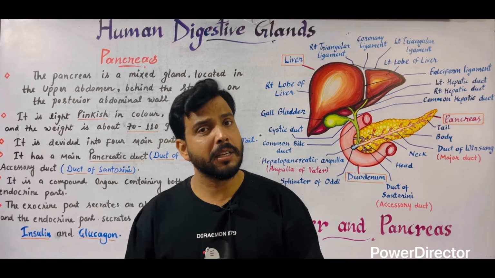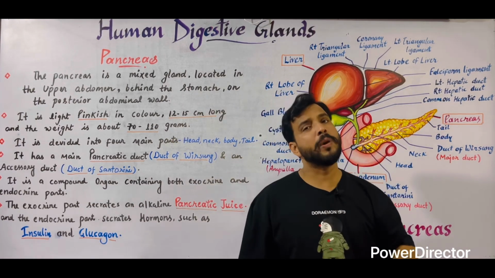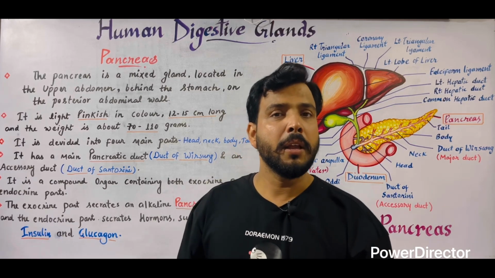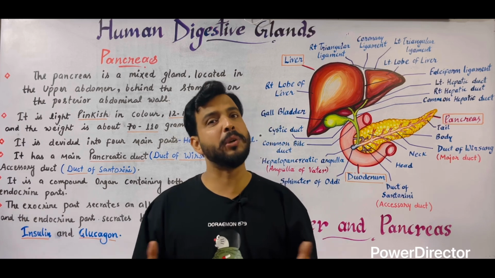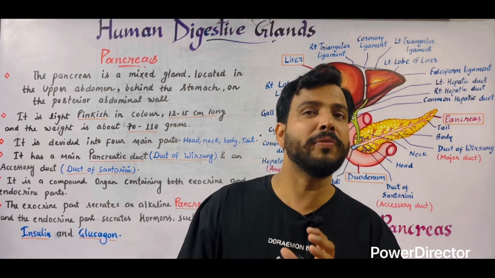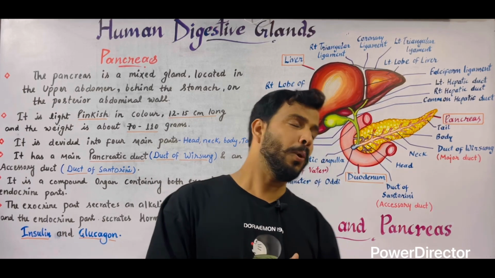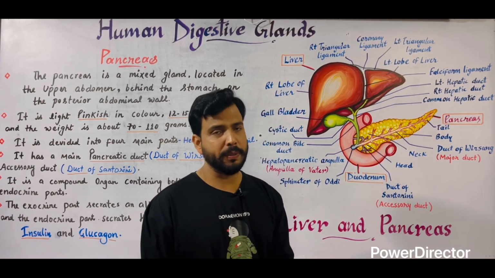It has a duct, as you can see here, that's why it is called exocrine. But it secretes hormones inside the body. That's why it is called endocrine. So the pancreas is a mixed gland because of the dual nature of exocrine and endocrine gland. So the pancreas is a mixed gland or compound gland of the body.